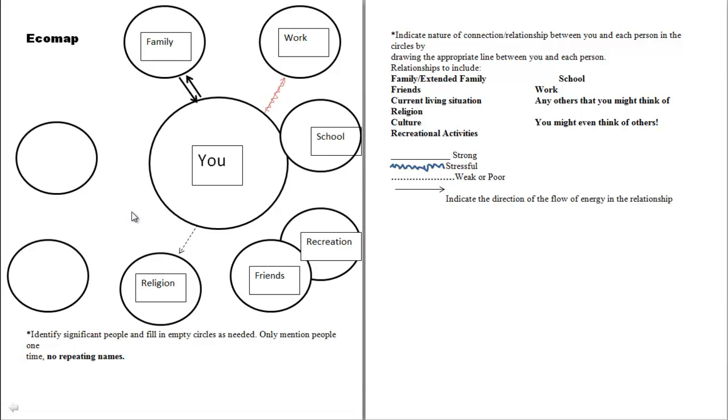Now we are attaching to this lesson that I'm sending you an empty EcoMap without the words already inserted and without lines already drawn. I want you to create your own. Put yourself in the center, put the things that are important in your life in the surrounding circles, and draw the lines. Strong, stressful, weak, poor, but most importantly the arrows. And bring this with you when you come to your exam, okay?